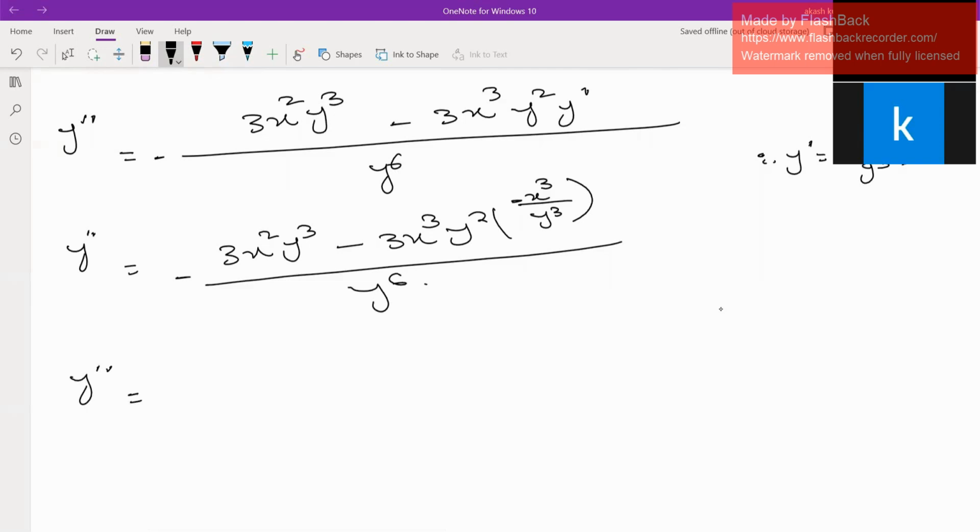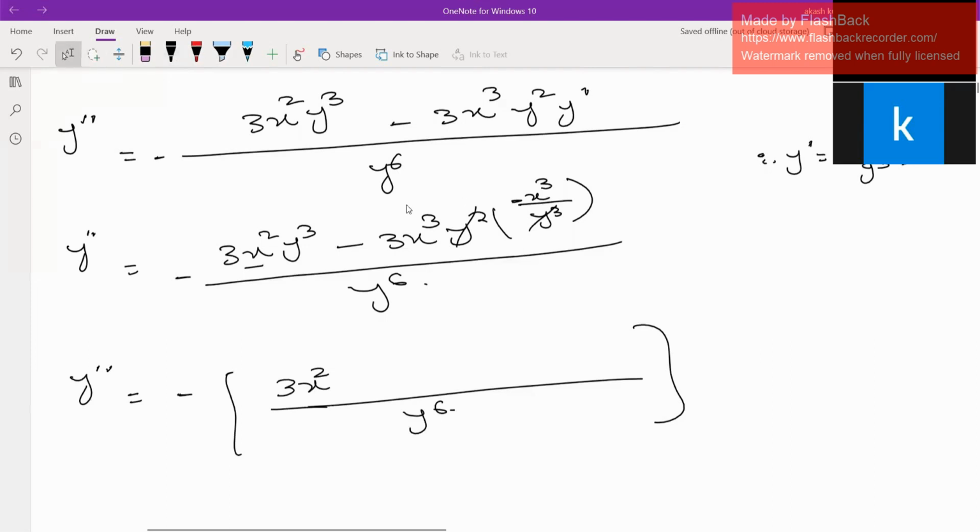Okay, can we take anything common from the numerator? 3x. Mm-hmm, 3. And we can take x square common, that's x square and x cube. Before taking the common, we have to cancel out this y, so it will become only y. Is it clear? Yeah. Okay.